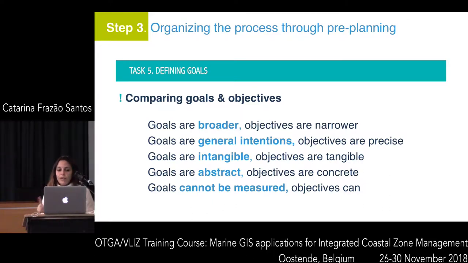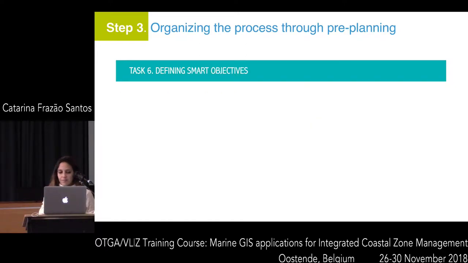And this is a place where we can compare goals with objectives, and as I said, a very important aspect, because it will influence how the whole process will be monitored and evaluated in the end. So goals tend to be broader, objectives narrower. Goals are general intentions. Objectives are supposed to be precise. Goals are not tangible, and objectives are. Goals are abstract. Objectives should be concrete. Goals cannot be measured, and objectives should be measured. I'm saying should be because many times they are not.